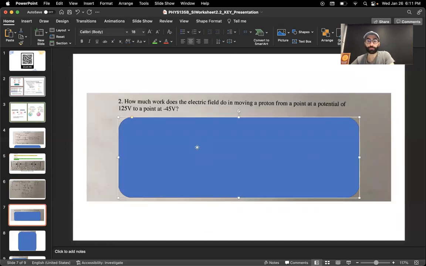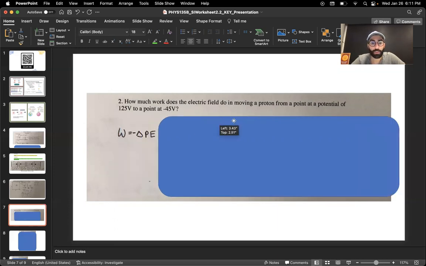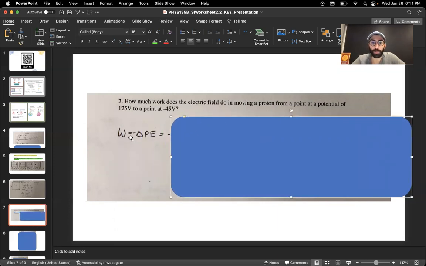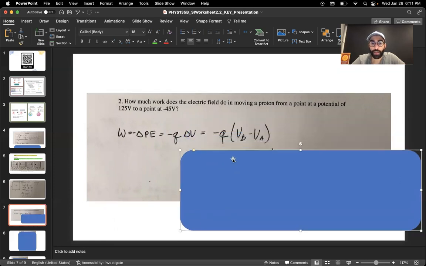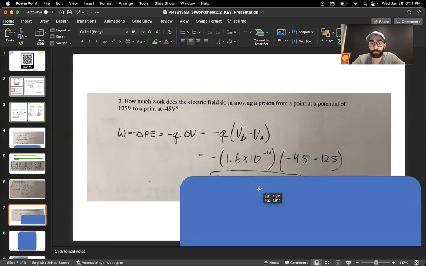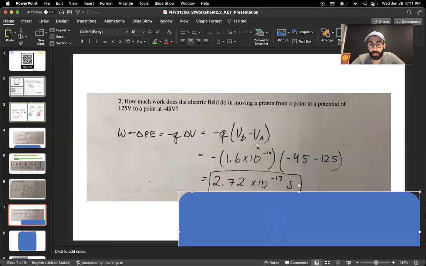This one is also very quick. It's a proton in this case, and we want to talk about work. How much work does the electric field do in moving a proton from a point at a potential of 125 volts to a point at minus 45 volts? So what's our equation? Work equals negative charge times potential difference. Here's where we're starting from, final minus initial, and here's where we end.